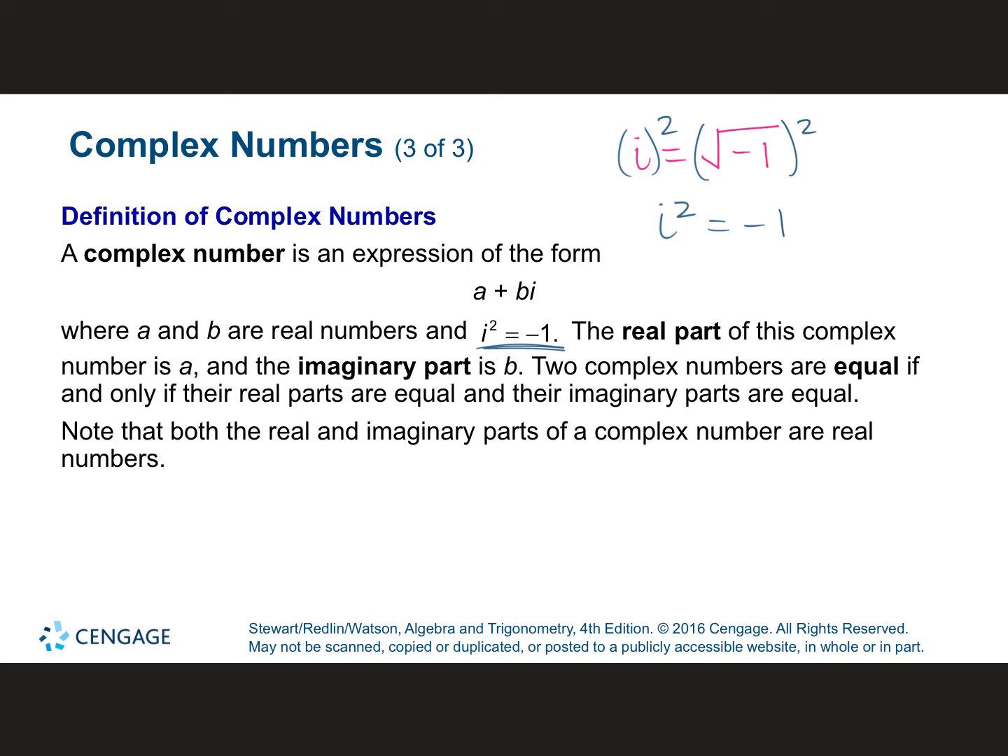You are going to see these expressions in the form of a + bi. a is the term that does not have an i attached to it. It is the real part. Your imaginary part is the part that has the i attached to it. So the b would be your imaginary part.